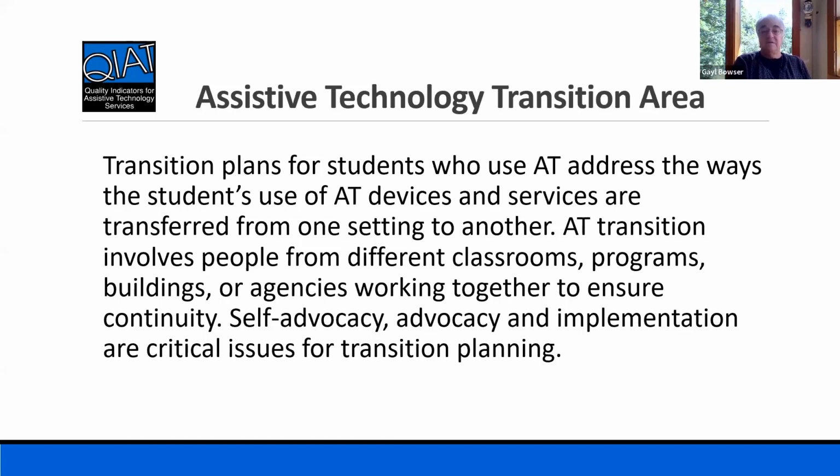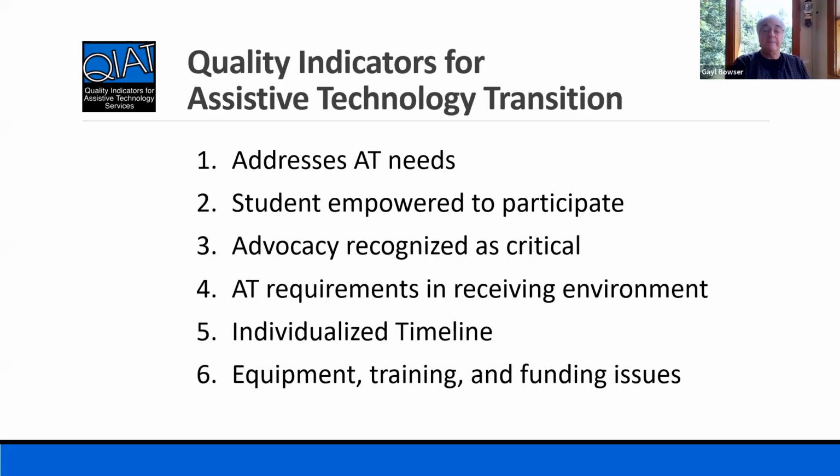But also these indicators apply to all the other little transitions from class to class or from school to school that students encounter throughout their educational career. In these transitions, people from different programs, different classrooms, or maybe even different agencies work together to ensure that there's continuity of assistive technology use. And one important part of that continuity is making sure that there are advocacy and self-advocacy services included for the student who's making the transition.